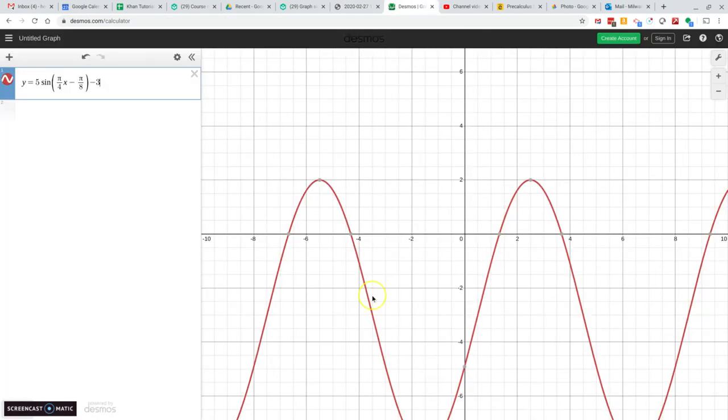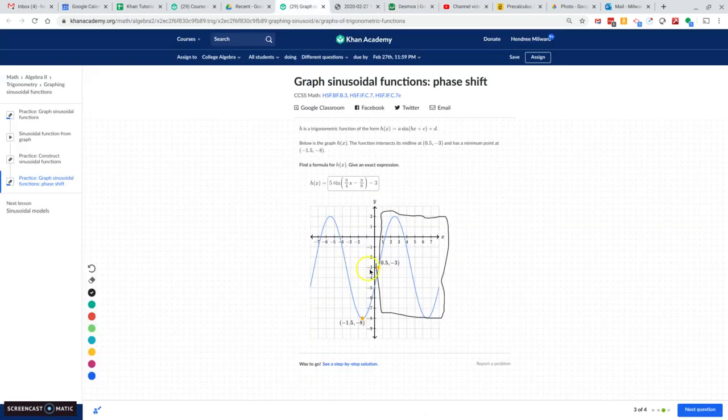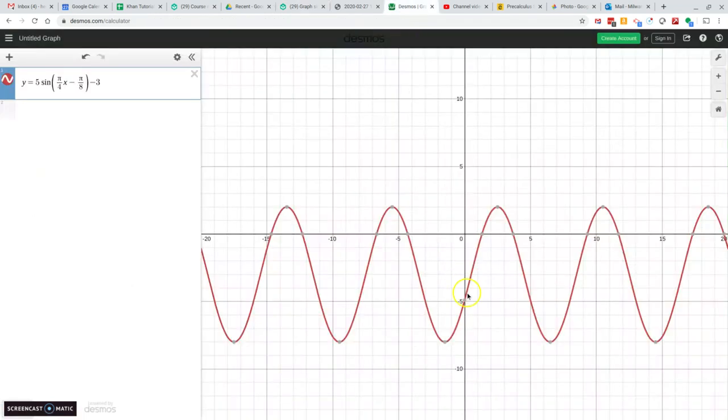So on Desmos, I've got my sine function, and all I want to do real quick is check to make sure it has the same 2 points that this one does. Right? Does it go through 0.5 and -3? Oh, it should be it. Yeah, that's pretty close, right? Yeah, there it is. 0.5 and -3.